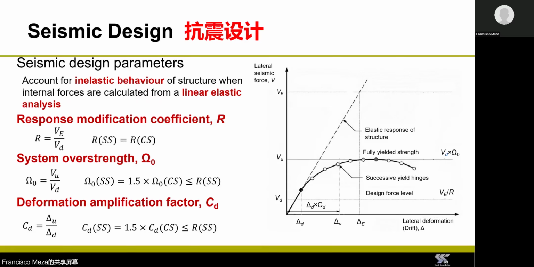Now, the last factor we have is the deformation amplification factor, which tells you how much the structure is likely to actually sway or deform during an earthquake compared to the elastic sway or elastic deformation that is obtained from an elastic analysis. We are also recommending to take this factor as 1.5 times the deformation amplification factor for carbon steel, but again, no greater than the R factor.